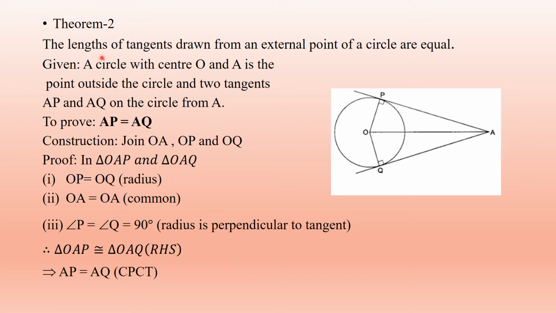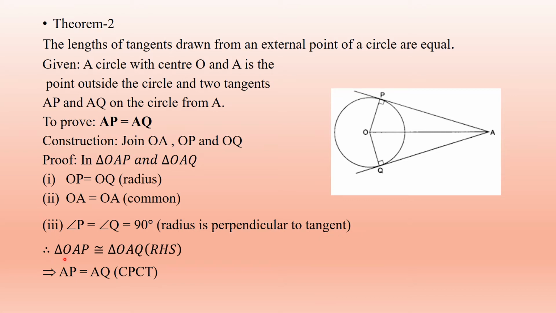Required to prove the length of the tangents are equal, that is AP is equal to AQ. For this, the construction is join OP, OQ and OA. Now in triangle AOP and triangle AOQ, we have OP is equal to OQ, radius of the circle, OA is equal to OA, the common side, angle P equal to angle Q 90 degrees because radius is perpendicular to the tangent through the point of contact.